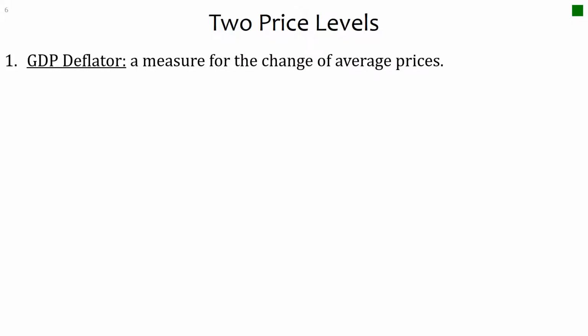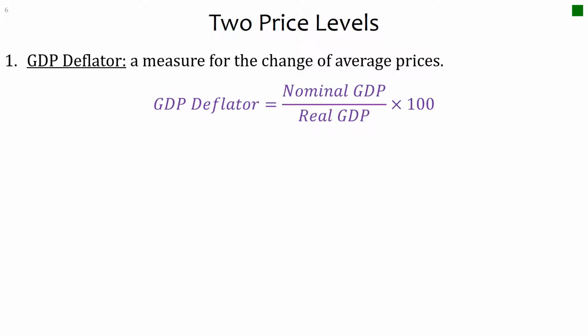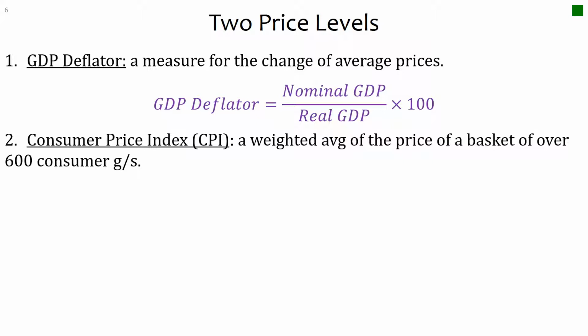We use two main price levels to measure inflation. One of them is called the GDP deflator, which is a measure for the change of average prices. And the formula for that is nominal GDP over real GDP times 100. All right. The other one is Consumer Price Index, the CPI, which is a weighted average of the price of a basket of over 600 consumer goods and services. This is not a real basket. This is an imaginary basket, including the goods and services that are commonly bought by households.